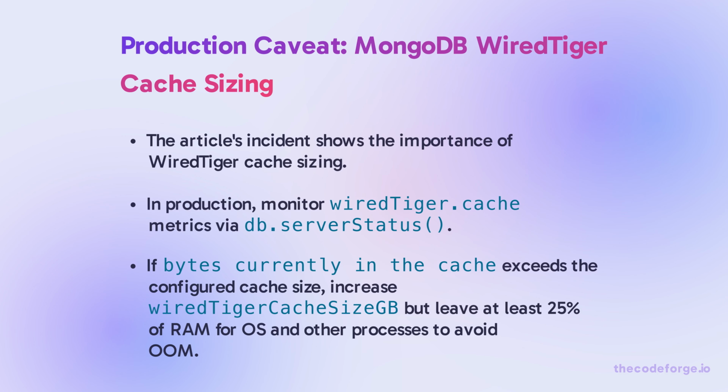The article's incident shows the importance of WiredTiger cache sizing. In production, monitor WiredTiger cache metrics via db.serverStatus. If bytes currently in the cache exceeds the configured cache size, increase wiredTigerCacheSizeGB, but leave at least 25% of RAM for the OS and other processes to avoid OOM.